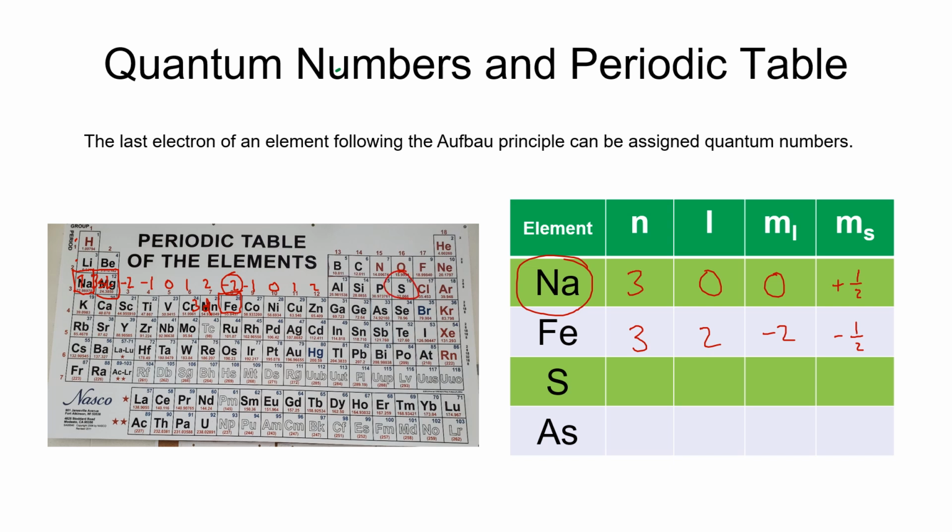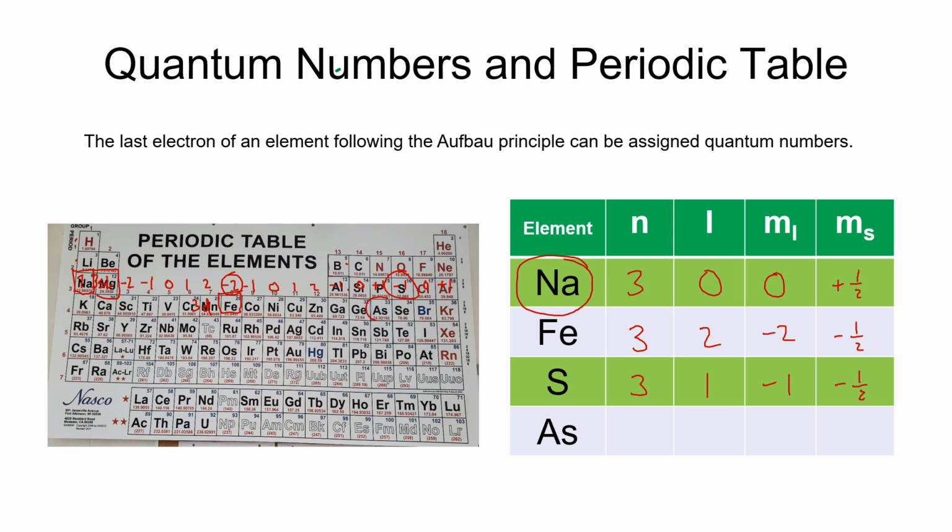Sulfur over here, this is 2p, 3p, so we're in 3p. And then again, you can assign the orbitals, so it'd be -1, 0, +1, then back to -1, 0, and +1. So that means that sulfur is in the -1 orbital, and it's the second electron, so also -1/2.